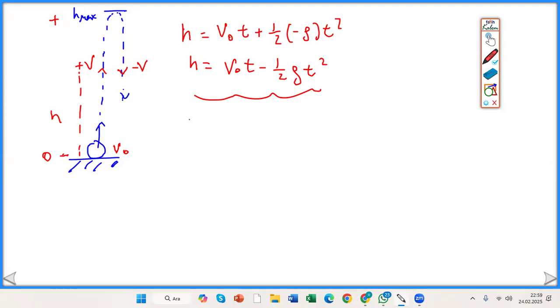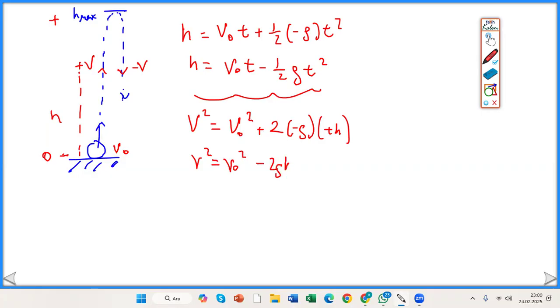Once again, v squared is v initial squared plus 2 times minus g and positive h. As you can realize, v squared is v initial squared minus 2gh. This is another formula for that motion. And also v is v0 minus g times t, the next formula for that motion.